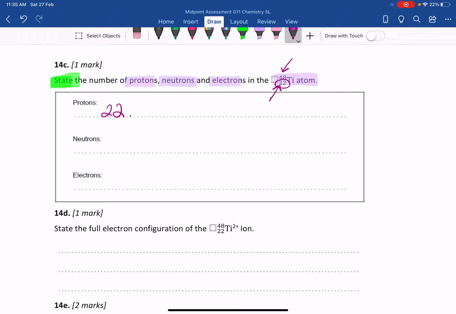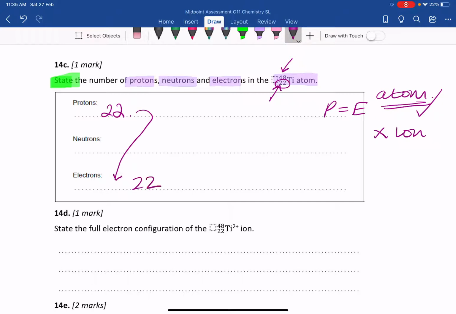The number of electrons: the number of protons equals the number of electrons in an atom. This is true for an atom. It is not true for an ion, but it is true for an atom. So if I have 22 protons, then by default I will have 22 electrons. I've done protons, I've done electrons. That leaves me with neutrons.